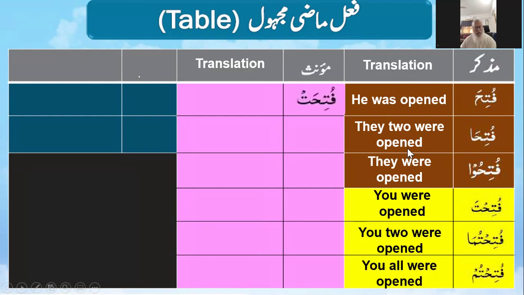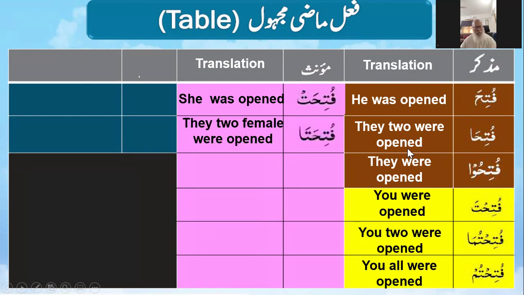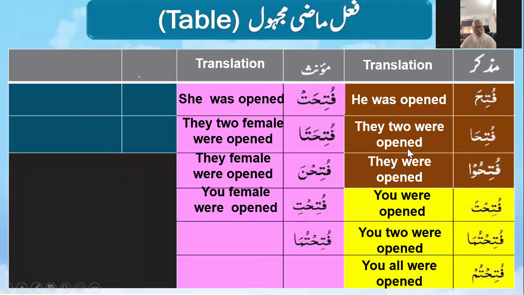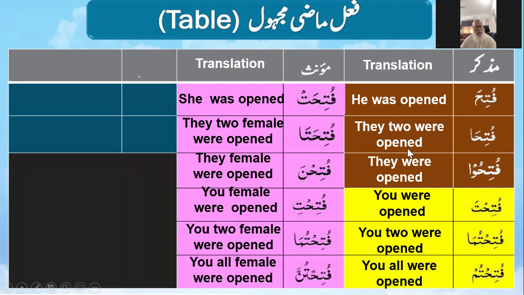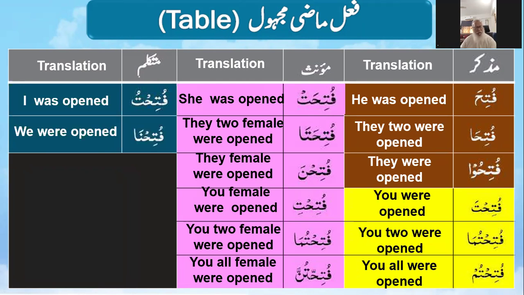For the feminine: futihat, she was opened. Futihata, the two females were opened. Futihna, they all females were opened. Futihti, you one female were opened. Futihtuma, you two females were opened. Futihtunna, you all females were opened. For the first person, mutakallim: futihtu, I was opened. Futihna, we two or we all were opened, male or female. So this is the fail madi.